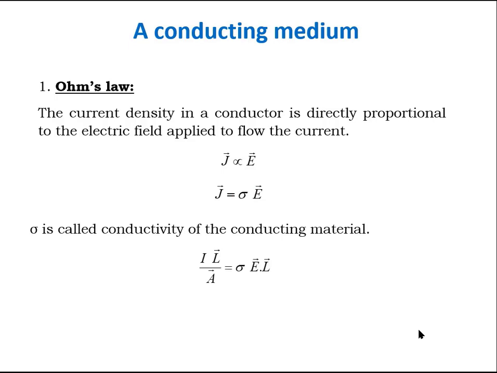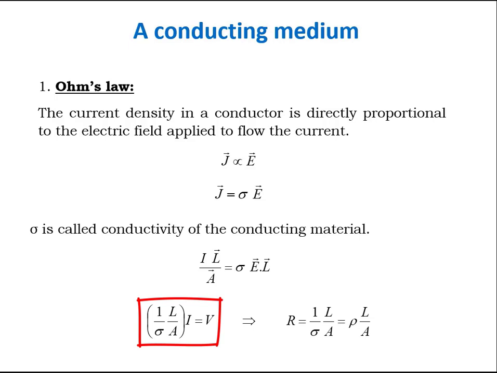Now multiply both sides by the length of the wire L and divide by the conductivity. Here E into L is the voltage applied across the wire length. Now the equation takes the well-known form V equal to IR, where R is 1 by sigma times L by A. 1 by sigma is defined as the resistivity of the wire, rho. So this is Ohm's law, followed by the conducting medium.